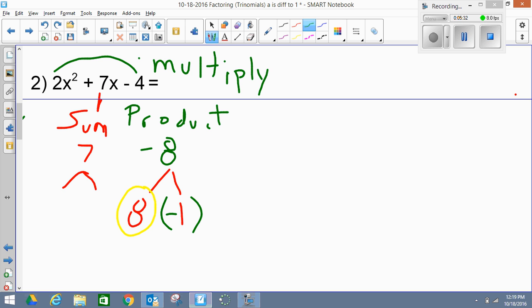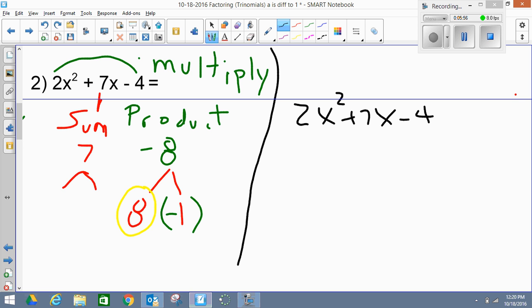Now, once I have my two values, it's not the same process as before. Now it's a little bit longer. I'm going to factor this trinomial using grouping. To use grouping, we need to set up an expression with 4 terms. My original expression was 2x squared plus 7x minus 4. Now I need 4 terms. So I'm going to bring these two numbers, and I'm going to break up the middle one, the 7x.